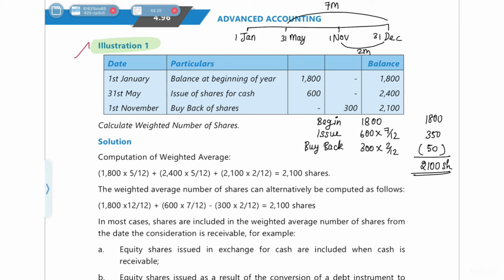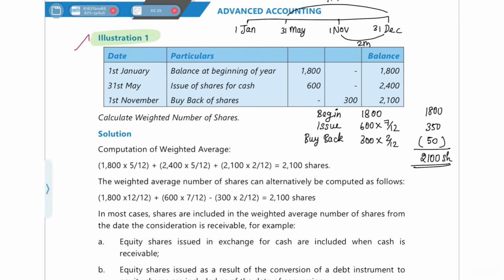So starting with the illustration number 1. In illustration number 1, they tell you that 3 dates are given here and you have to calculate the weighted number of shares. That means the weighted average number of shares, that is what you have to find out, the denominator.